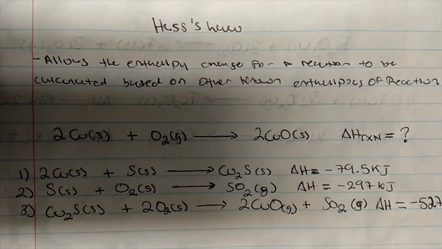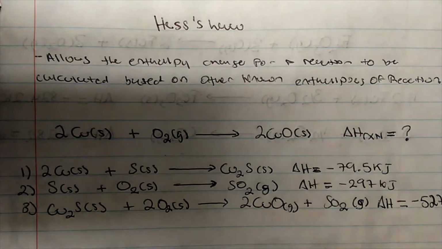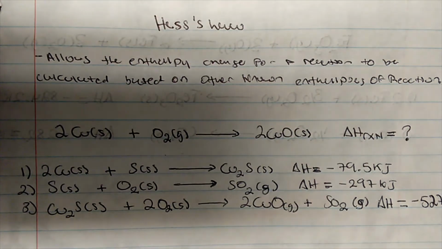And it's usually you're given a reaction and you're given several other reactions, and you have to calculate the enthalpy of the actual target reaction itself from those several other reactions. And so how do you go about solving these types of problems? Well, let's go through my steps of how we solve these problems, okay?